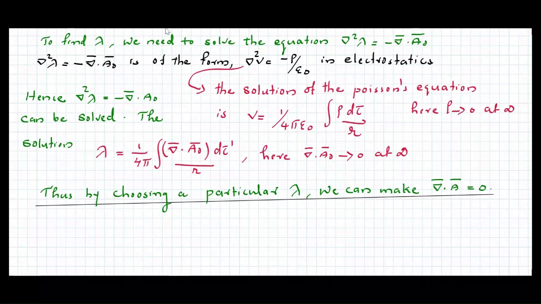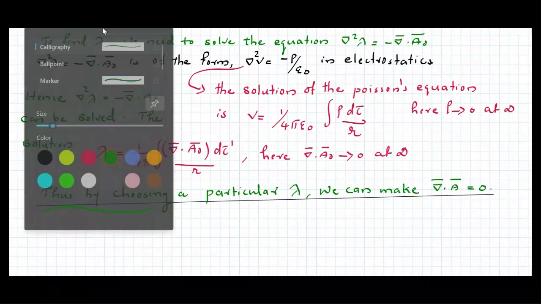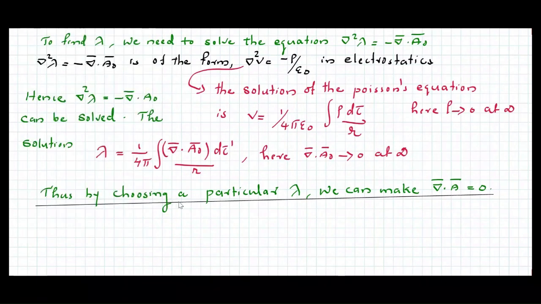Thus by choosing a particular lambda, we have the freedom to eliminate the divergence of A, that is, we can make del dot A equal to 0.